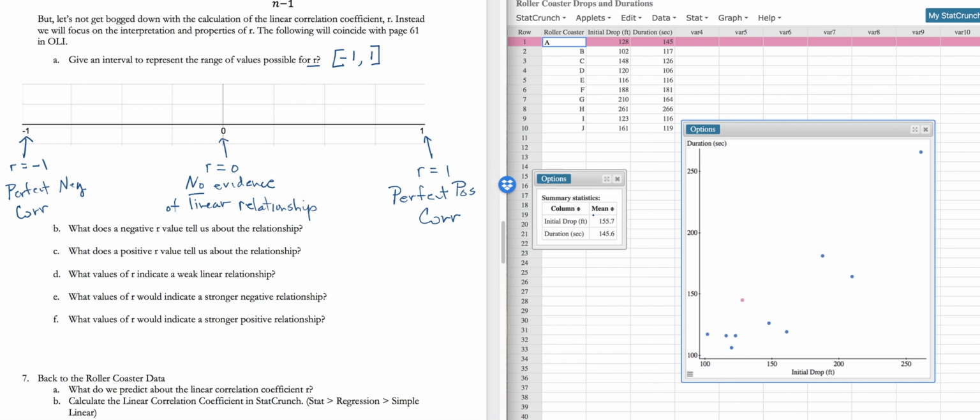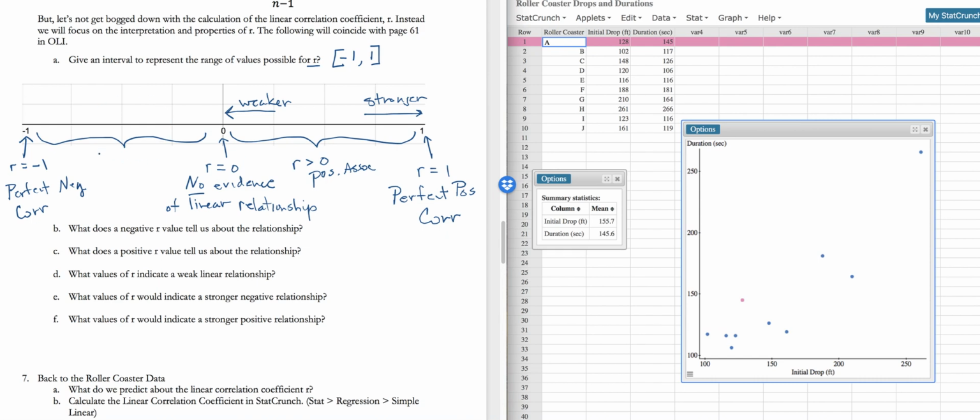Which leaves all that space in between, right? So when your R value is coming out anywhere here, that R value is positive, something greater than 0, then you have some evidence of a positive association. The closer you get to +1, the stronger that positive correlation is. The closer you get to 0, the weaker that positive correlation is. And then, of course, a very similar thing is true over here.